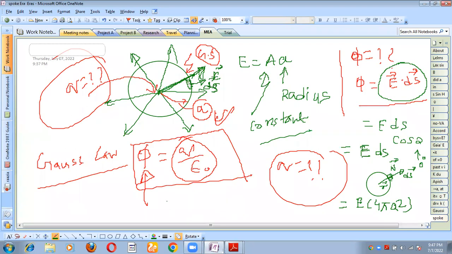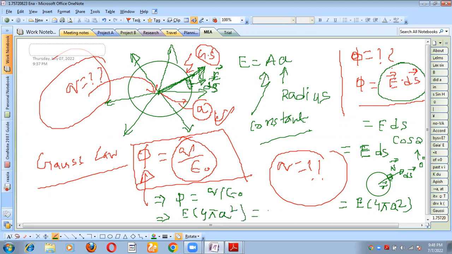So now 90% of the calculation is completed. We have to put the value of phi. Phi is equal to Q by epsilon naught. And what is the phi we have calculated? E into 4 pi a square is equal to Q by epsilon naught.